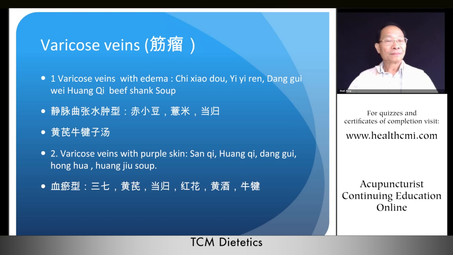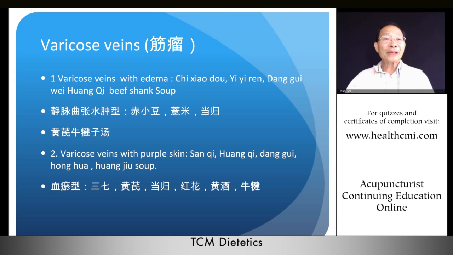So a dang gui huang qi soup stock. Then we put the chi xiao dou, which is the azuki beans, and the yi ren is very mild, so we can cook that. We often see yi ren as a powder called Job's tears or pearl barley. We see that as breakfast powders. It's very mild, so there are many ways to do that.